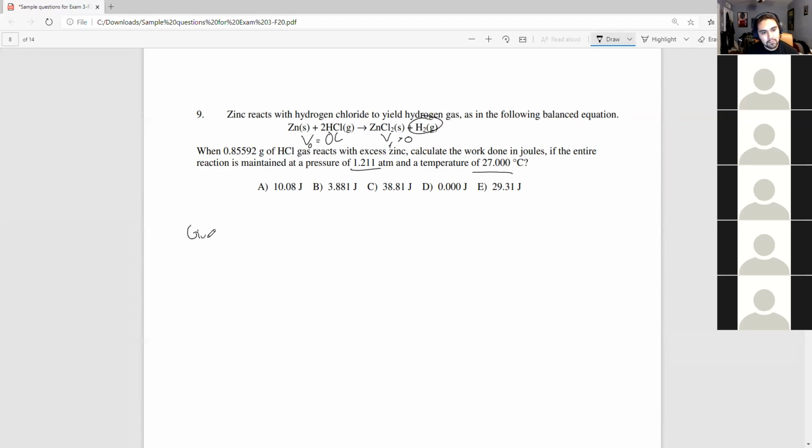Would you have to turn the grams that it gives you for HCl into moles and then convert it over to the other side? Yes, you would. So we have 0.85592 grams of HCl. We also have our pressure of 1.211 atmospheres, and a temperature of 27 degrees Celsius. So we have to convert this to moles. What do I have to divide it by? The molar mass. What is my molar mass?